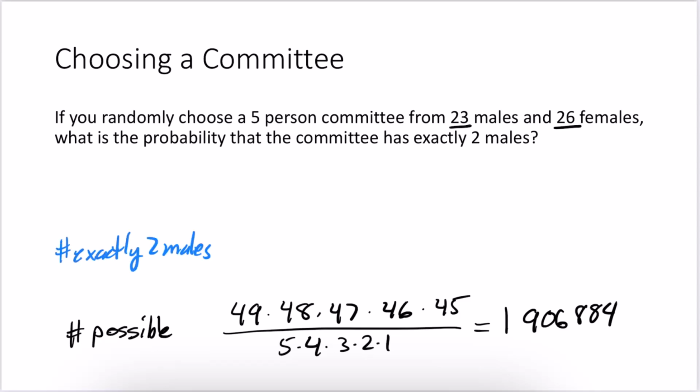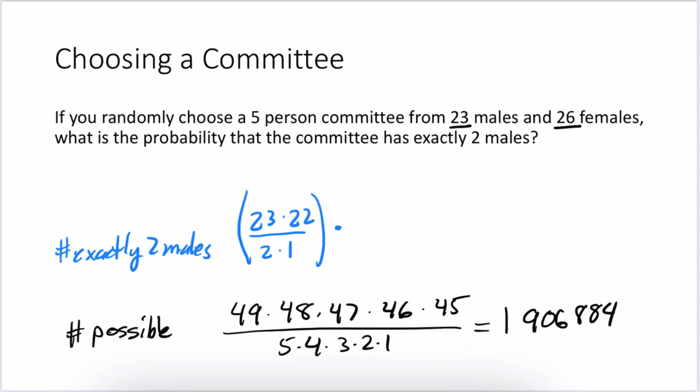Now to find the probability, I need to figure out how many committees have exactly 2 males. So to find the number of ways that I could have a committee with exactly 2 males, I would start off by choosing 2 males. So I'd say, okay, well I have 23 options for my first male, then I have 22 options for my second one, and it doesn't matter which order I choose them in, so I'll divide by the number of duplicates in that choice tree. And then, that's the number of ways that I can choose 2 males, but if I want to have exactly 2 males, I also have to have 3 females to make up my 5-person committee.